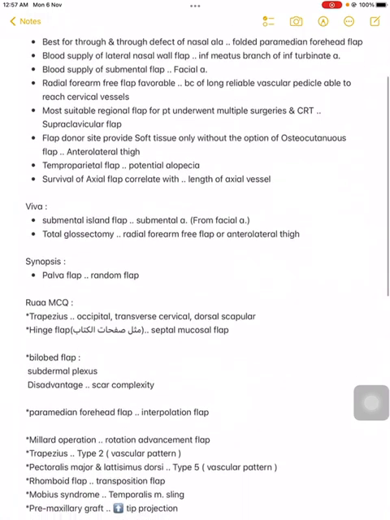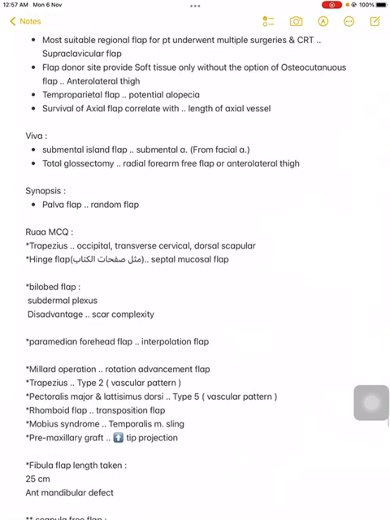Regarding Limberg flap, what type of flap? It is a type of random flap. The blood supply of trapezius flap is occipital, transverse cervical, and dorsal scapular. The hinge flap: septal mucosal flap is a hinge flap. The bilobed flap, blood supply is based on subdermal plexus. The disadvantage is scar complexity.